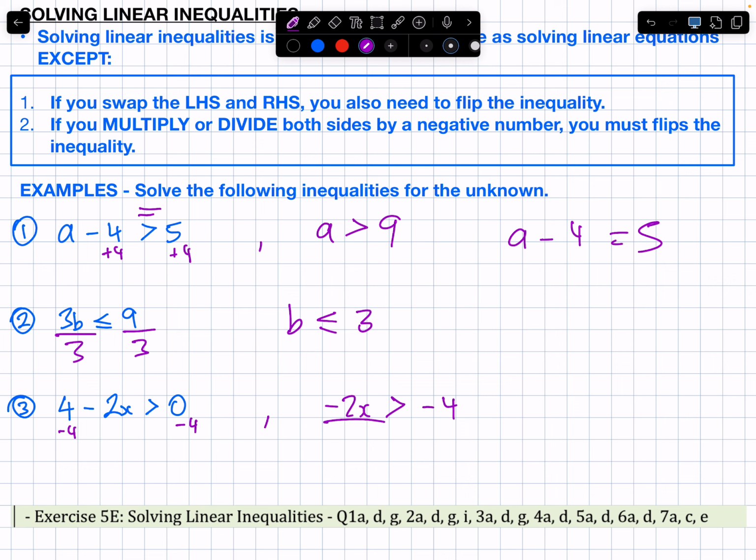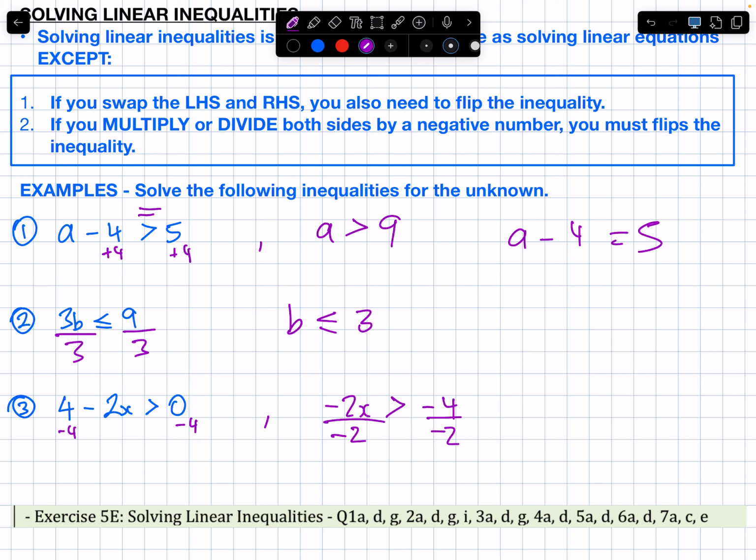Now stop. Pause. Because you have a little note up here that says if you multiply or divide both sides by a negative number, you must flip the inequality. Am I trying to divide by a negative number here? So what do I need to do to this? It's pointing to the right now. What is it going to have to point? It's going to have to point left.